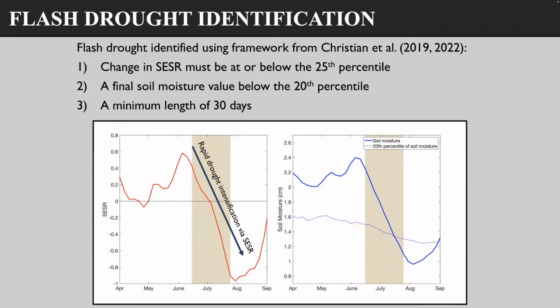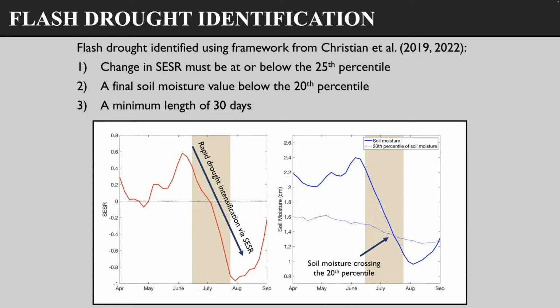So that's indicated here on the left, showing that period of significant drying. And then also to verify the drought component, making sure we are reaching drought conditions, we want to make sure that we see soil moisture values below the 20th percentile. That's what we see here on the right image, showing that the solid blue line, soil moisture, is crossing over the threshold of the dotted blue line, which is the 20th percentile.